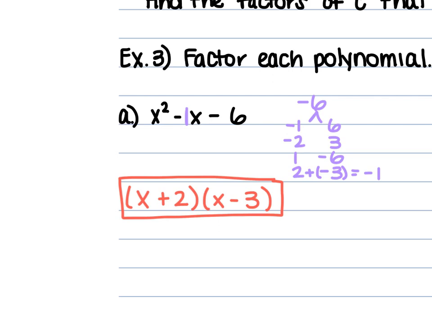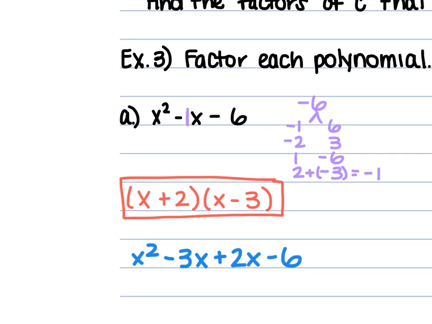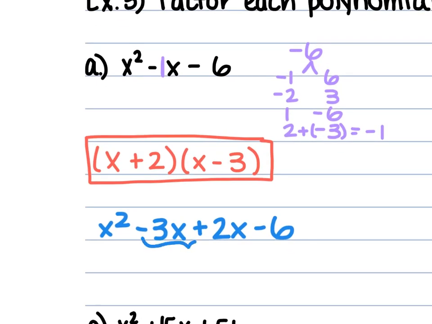So for example, if we did x times x, that's x squared. X times negative 3 is negative 3x. 2 times x is positive 2x. The 2 times negative 3 is negative 6. So now combine your like terms. We have x squared minus x minus 6. And that's the exact same thing that we started with, so we know that our answer is correct.